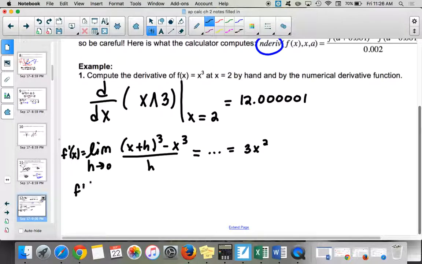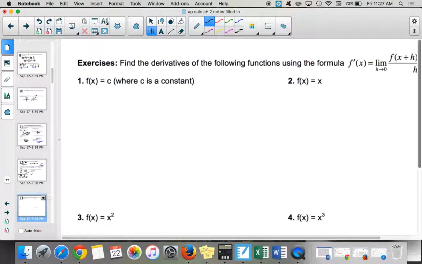So then what is f prime of 2? We would plug 2 into 3x squared, and we get 12. That's our slope. So by hand, we would actually get the exact value. With the calculator, sometimes it kind of lies to us, but usually it's pretty darn close. Usually you can tell.